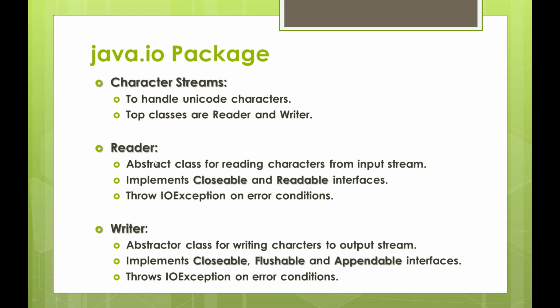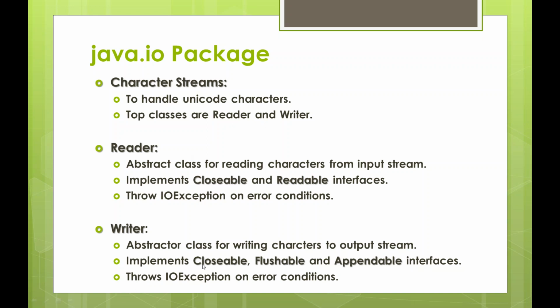Reader is obviously input, so you can read. You can use reader to read characters from a particular input source. And then the writer, you can write characters to a particular output destination. Reader implements Closeable and Readable. As I always mention, it is intuitive. Closeable means the particular reader is closable, and readable means it can read. Some of the methods throw IOException on error conditions, as we discussed with input streams and output streams.